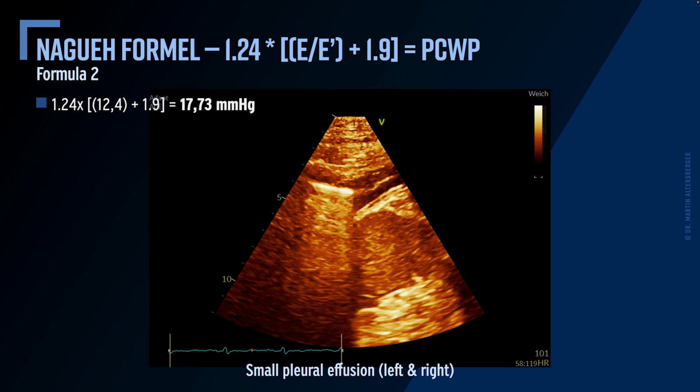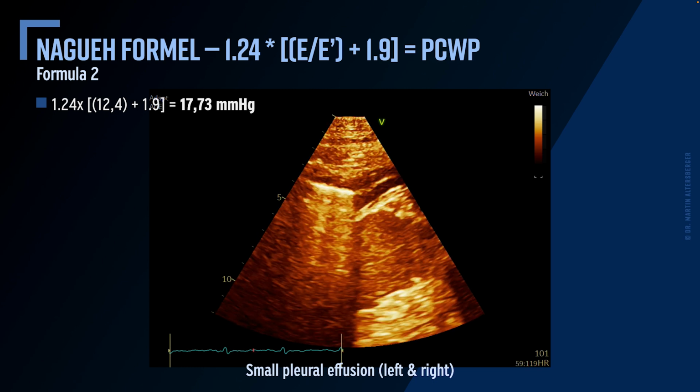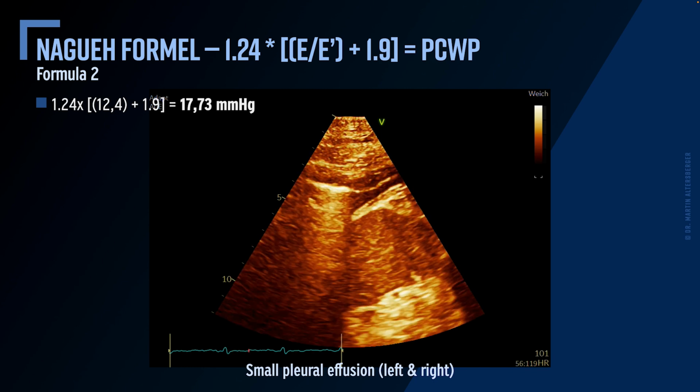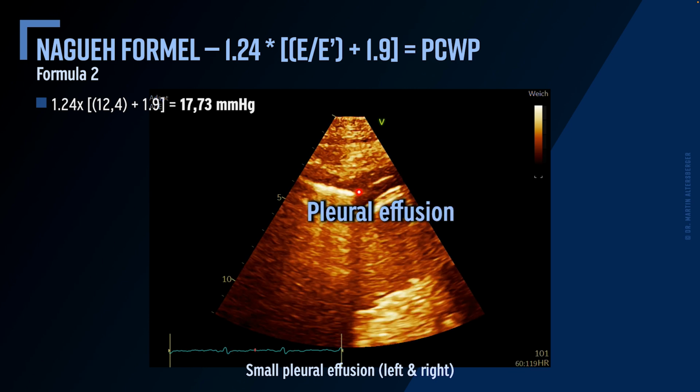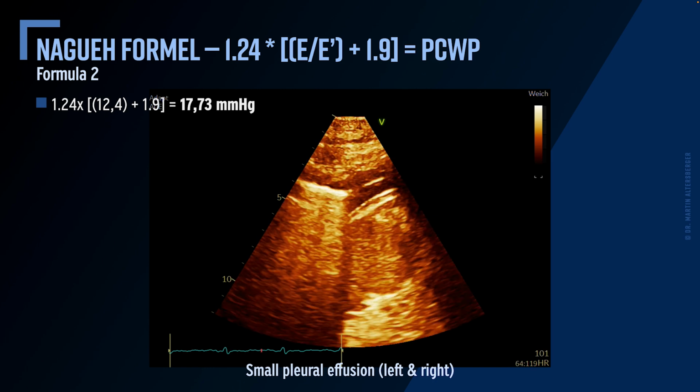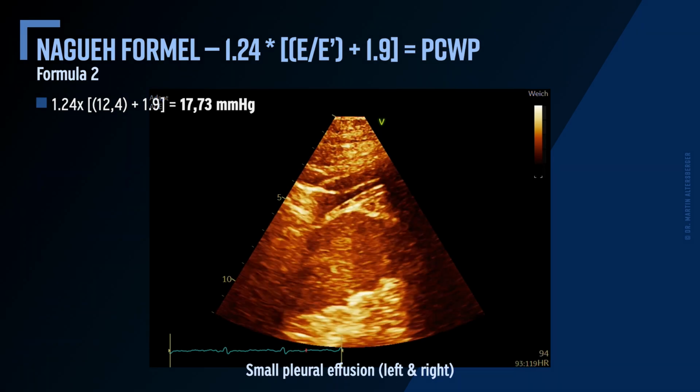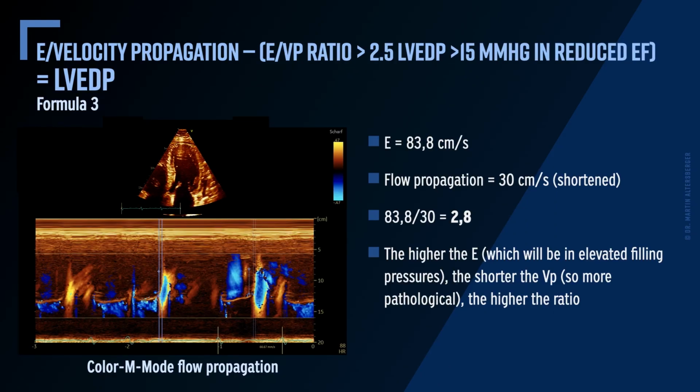In the loop, you can see that there is small pleural effusion present, on the left side and on the right side. So just for you who are not probably used to lung ultrasound, this is the pleural line. We have here a small part of pleural effusion. So this black area, that's pleural effusion. Let's move on to the next formula, the next couple of measurements.